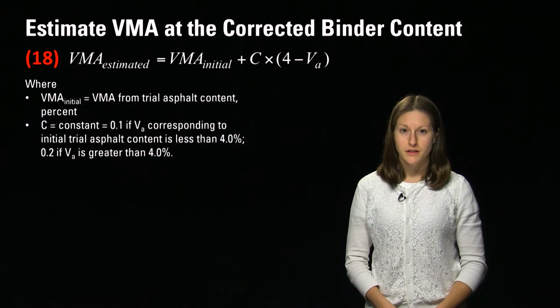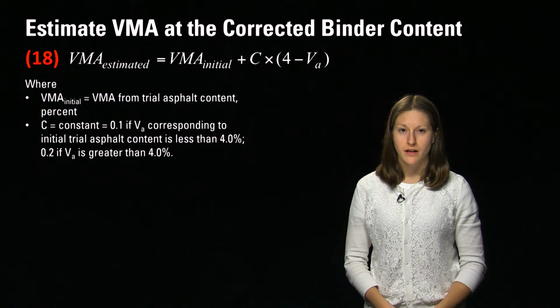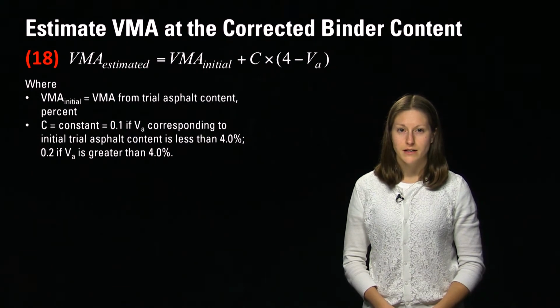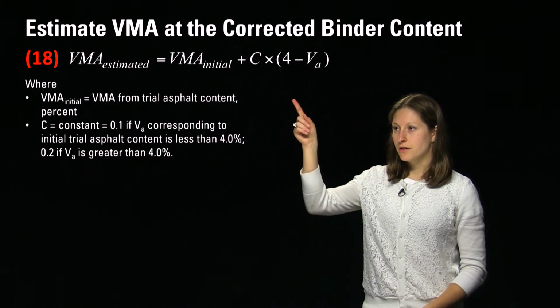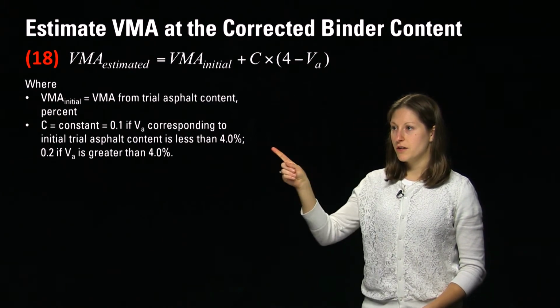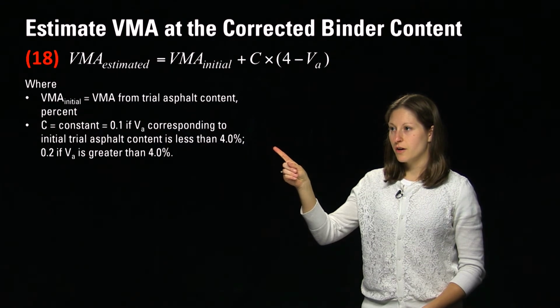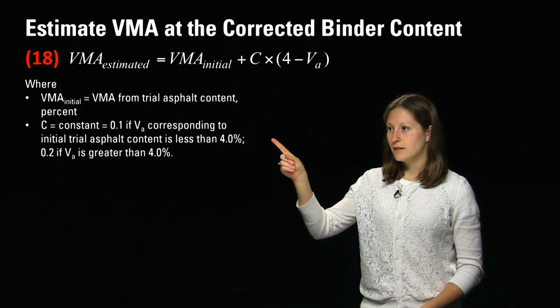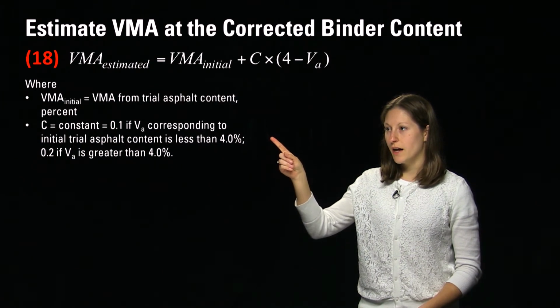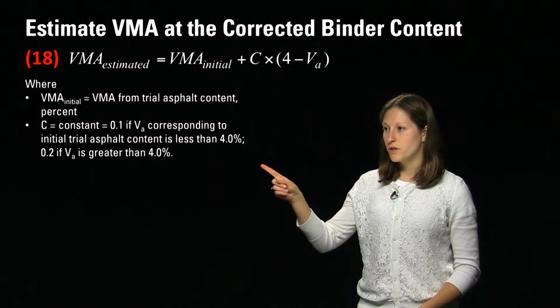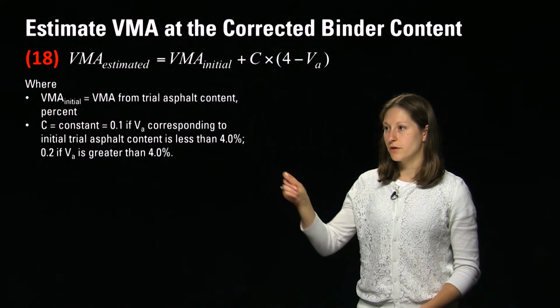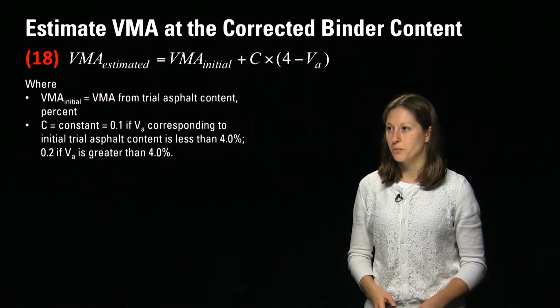Now we will estimate the percentage of voids in mineral aggregate, VMA, at our corrected asphalt content. We do this using equation 18. You see that there is a constant C in equation 18 that depends on our air void measurement made at our initial trial asphalt content. C is equal to 0.1 if VA at our initial trial asphalt content was less than 4%, and 0.2 if our air void content was greater than 4%. We fall into the first category, so our C value will be 0.1.